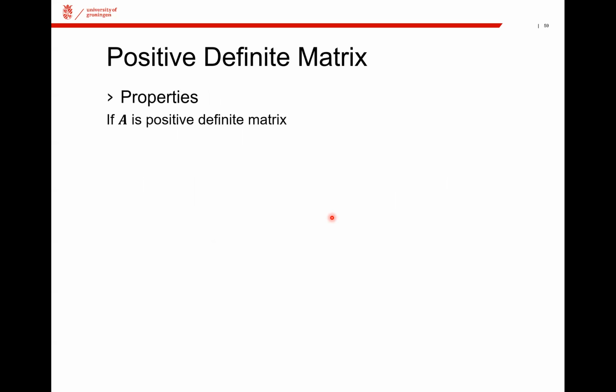And here are some properties of the positive definite matrix. If A is a positive definite matrix, then the positive index of inertia of A equals n, the dimension of the matrix. So basically, all the elements in the diagonal line are positive. And the second one is A is congruent to E.